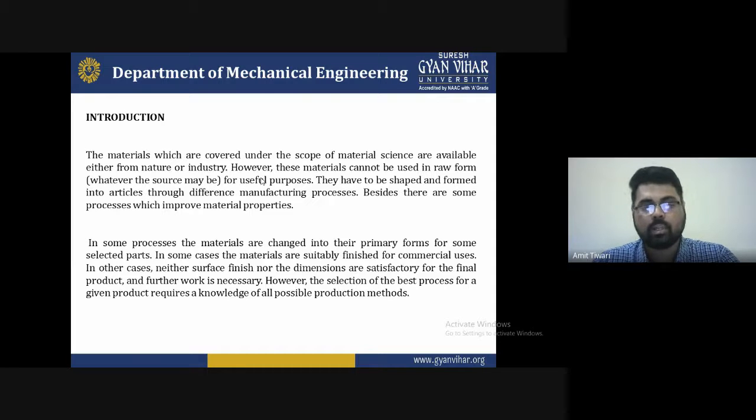In some processes, the materials are changed into their primary forms for some selected parts. In some cases, the materials are suitably finished for commercial usage. In other cases, neither the surface finish nor the dimensions are satisfactory for the final product, and further work is necessary. However, the selection of the best process for a given product requires knowledge of all the possible production methods. So these are the terms we are discussing in metal forming processes: how to finish the material and how to recycle the material to increase the surface finish or give a satisfactory final product.